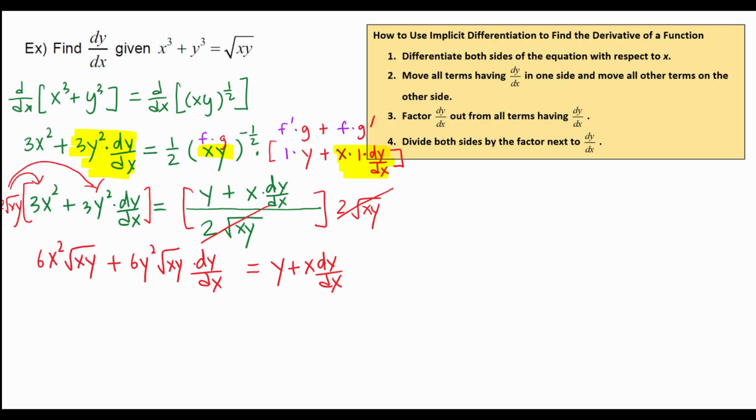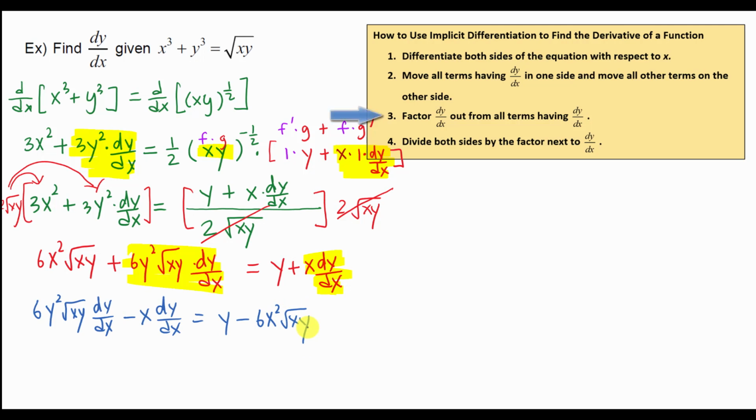So I'm going to have the dy dx terms on the left, and any terms that do not have dy dx, I'm going to move to the right hand side. So you will have 6y squared radical xy dy dx minus x dy dx equal y minus 6x squared radical xy. So now I'm in step 3.